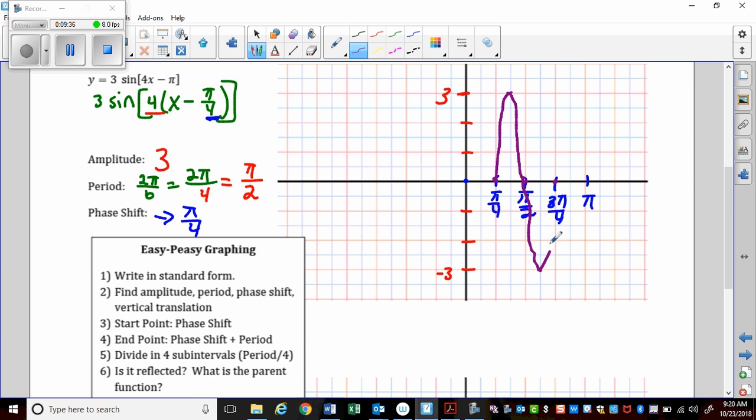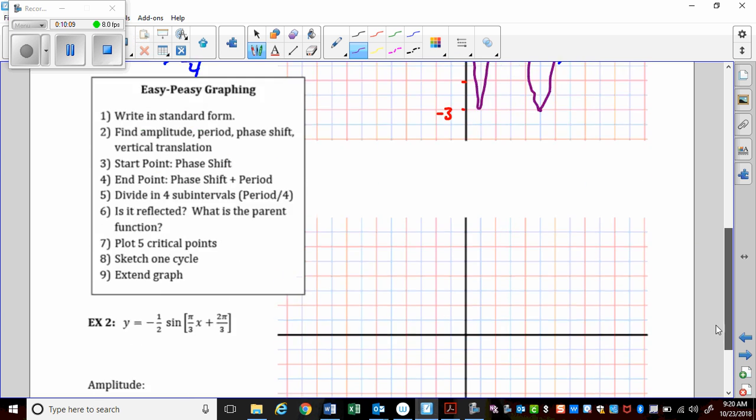Sometimes it's hard to see the phase shift, though, because sine repeats. It'll keep going, and it actually goes this way also. I believe we're doing half, so something like this, and then something like that. But it's going to keep going forever.